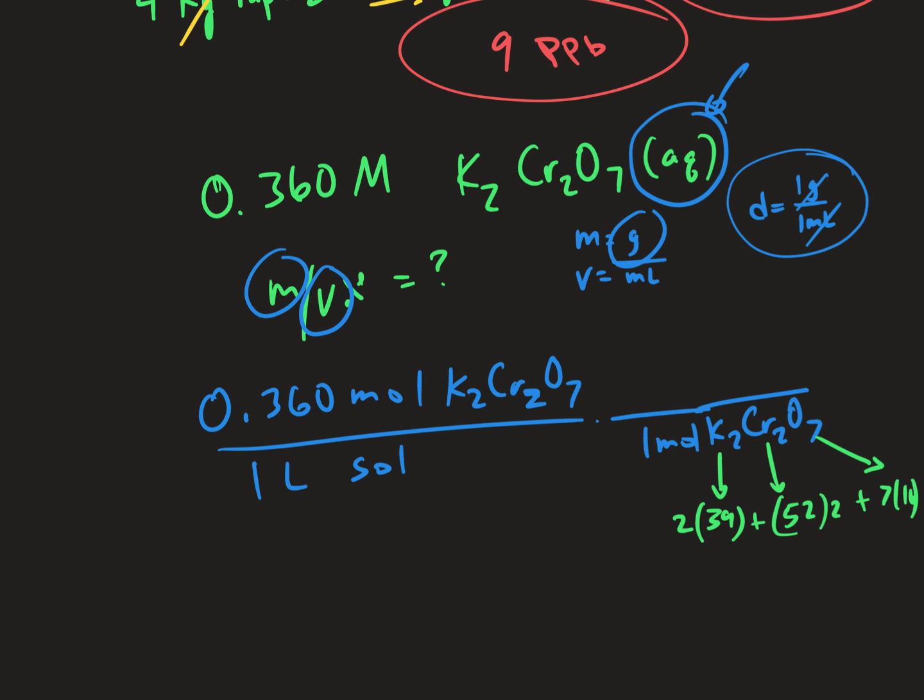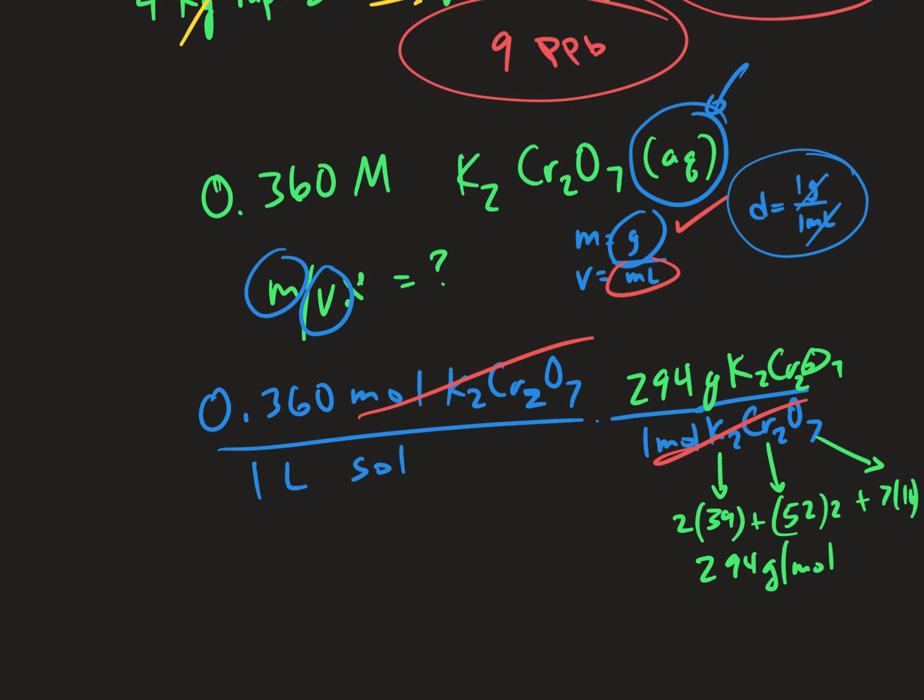And what do we get? What's the molar mass? If my calculation's right, it's 294 grams per mole. We good? Good enough? All right, so we're going to put 294 grams of potassium dichromate on top. Moles goes away, and we have grams on top. That's good. Now we got to have milliliters on bottom.